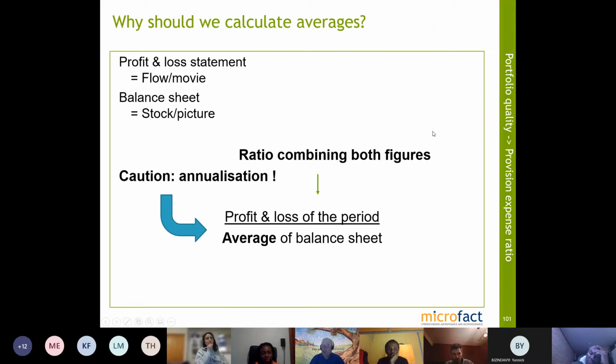Why make this average? When you are combining, there is another principle that you have to keep in mind. When you combine both figures, a profit and loss figure with a balance sheet, you always have to keep in mind annualization. Is this something you already discussed in other classes, annualization?